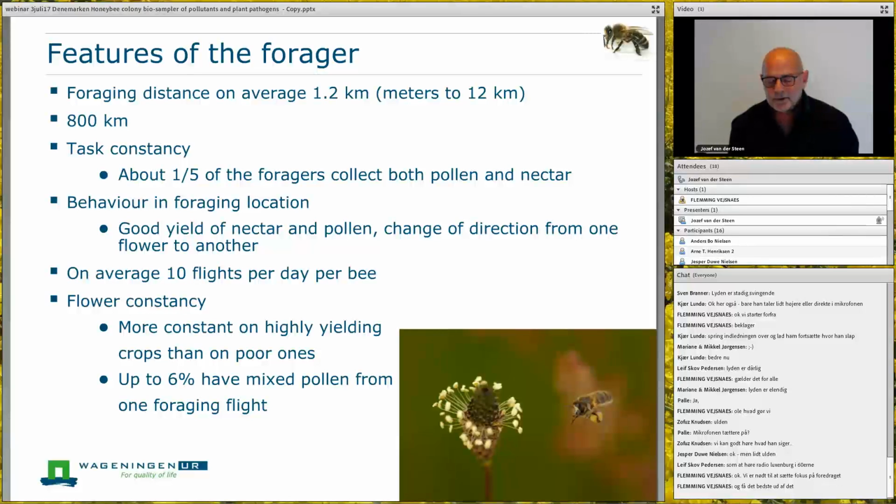And this is an interesting point. If you have a very good location where the bees collect the pollen and nectar, they have different behavior inside the flower. And it also has an impact on the amount of nectar and pollen that can be collected. On good flowers, bees turn around and leave in another direction from the one they came. It's very nice to see and observe in the field. Every forager bee flies about 10 times a day, and they also have flower constancy, not only task constancy, and again, this is not 100%.